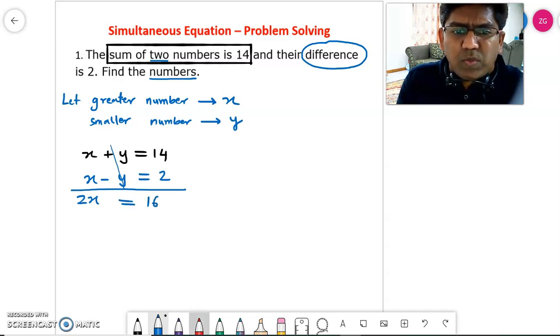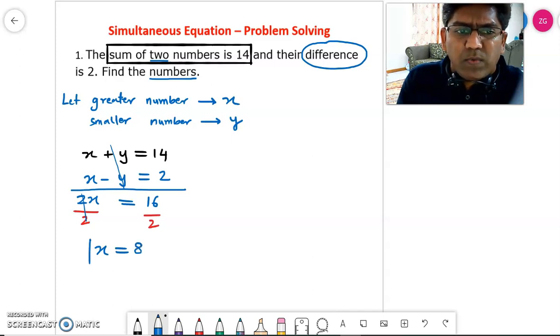Now to eliminate 2, which is a multiplication, we will divide both sides by 2. So 2 and 2 will get cancelled. I get 1x, which is simply written as x. 16 divided by 2 is 8. I got the value of x.